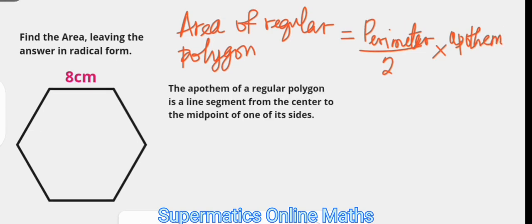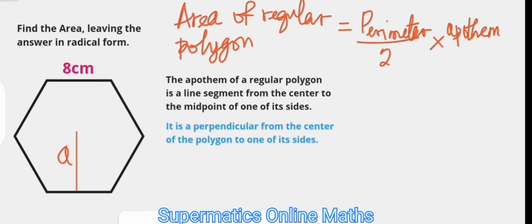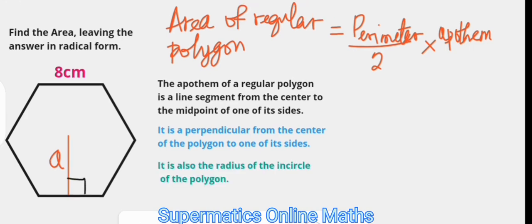The apothem of a regular polygon is a line segment from the center of the polygon to the midpoint of one of its sides. It is as shown here. Written as A. Other things about the apothem include the fact that it is a perpendicular from the center of the polygon to one of its sides. In other words, the apothem meets any of the sides of the regular polygon at right angles. It is the radius of the inner circle of the polygon as shown thus.